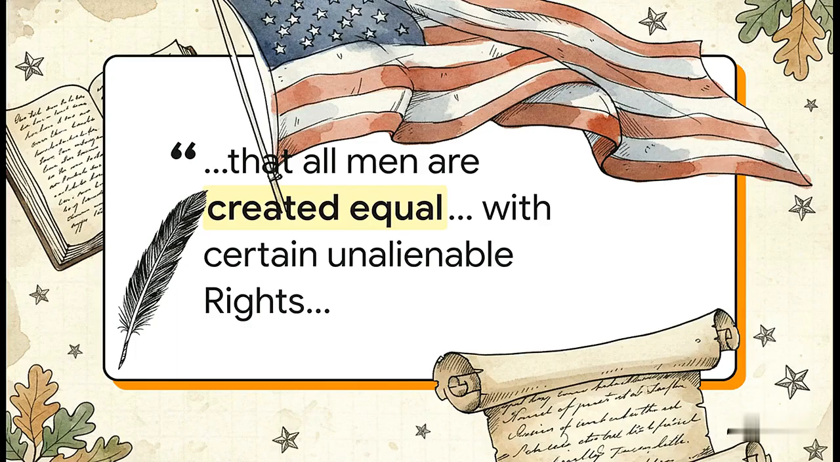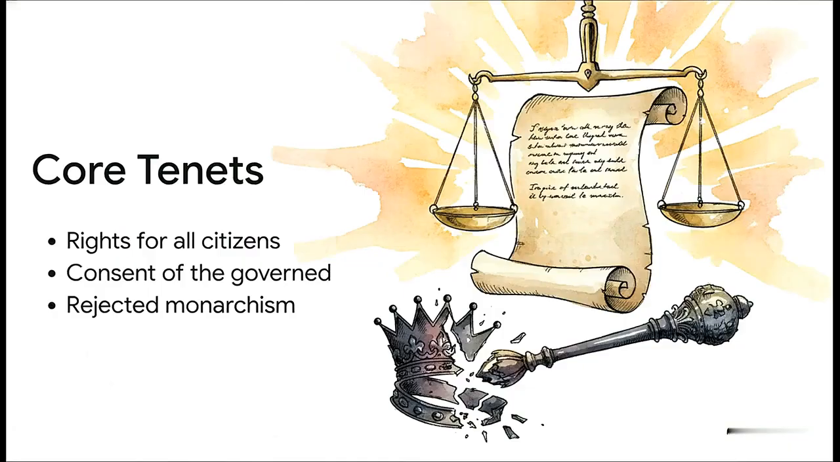That all men are created equal, with certain unalienable rights, that among these are life, liberty, and the pursuit of happiness. You see, this document wasn't just some historic breakup letter to King George. It was a profound philosophical framework. It explicitly argued in favor of the rights of all citizens, it forcefully demanded the consent of the governed, and it permanently rejected the monarchism of the old world in favor of a bold new republican ideal.